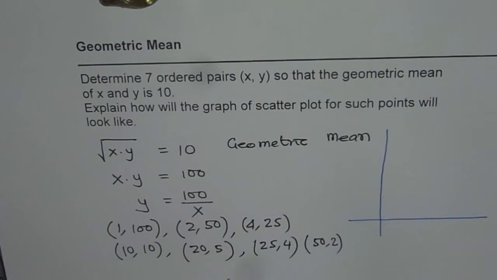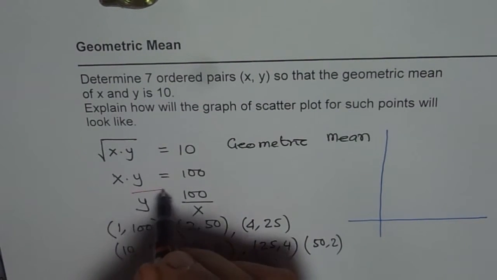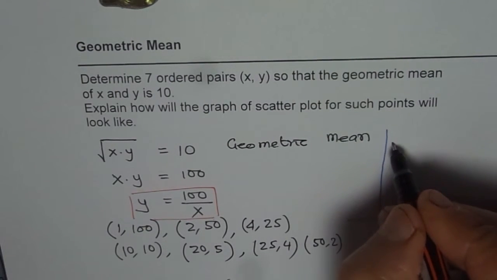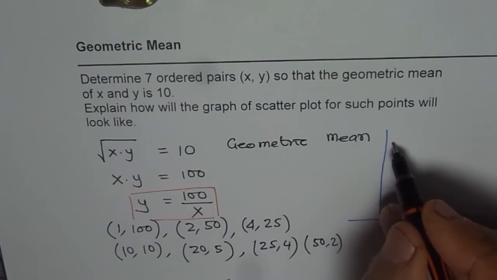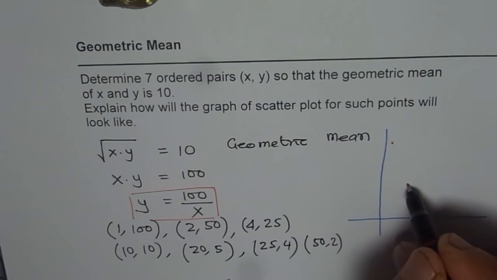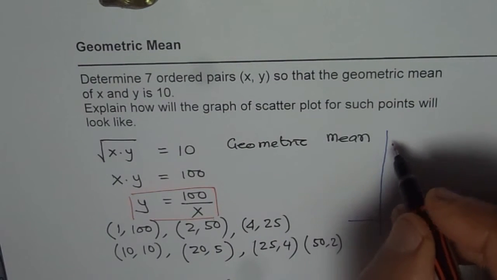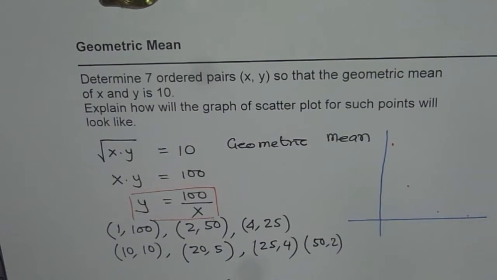The second part is we need to plot a scatter graph. Now I think this equation is very helpful to plot the scatter plot, right? So if you plot these points, let us say this is 100, okay? Then for 2, 50, it is like halfway, right? And then 4, 25 maybe kind of like this. So what you notice is as the value of x increases, y comes closer and closer to the x-axis, right? So it is kind of a decreasing exponential graph, correct?